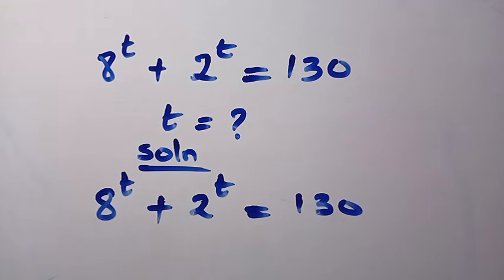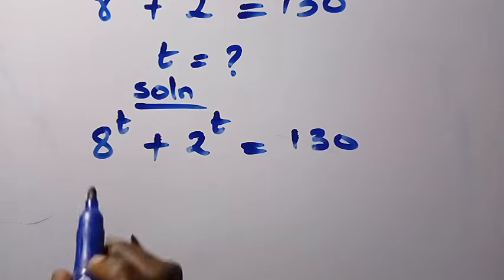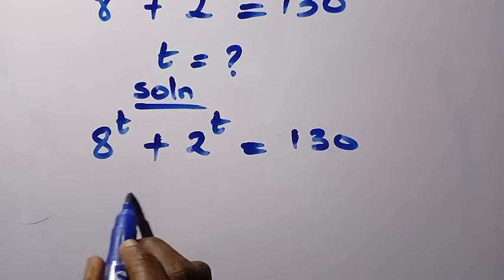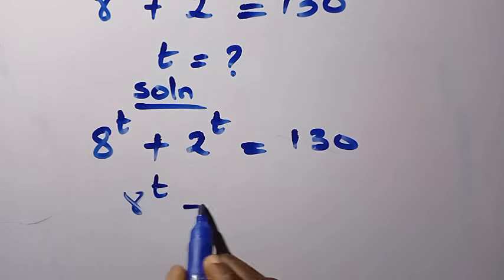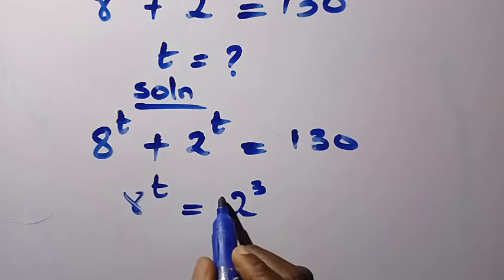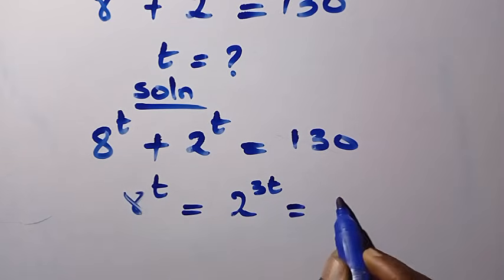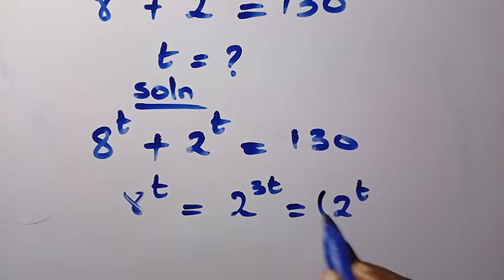Before watching this video further, you can pause the video and drop the answer in the comment box. If not, let's get into it. We have to note that 8^t is the same thing as (2^3)^t, which we also write as (2^t)^3.